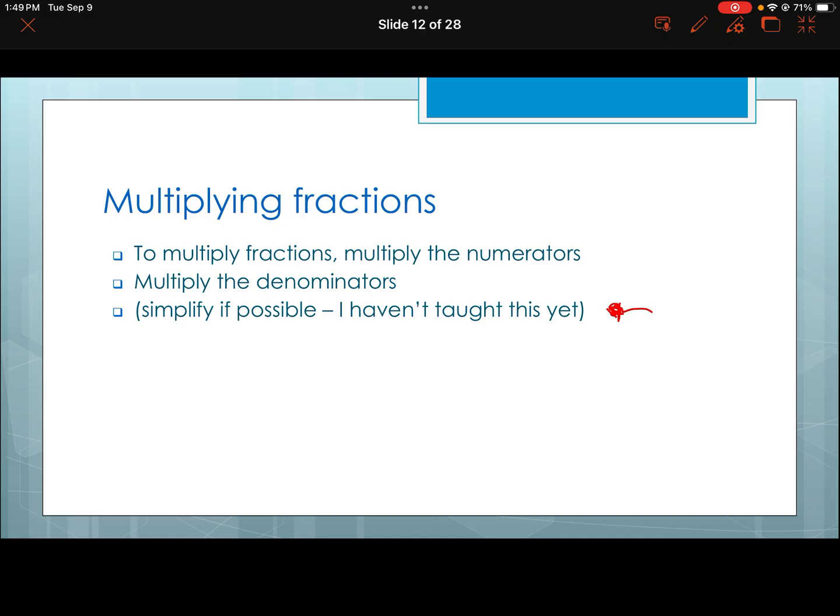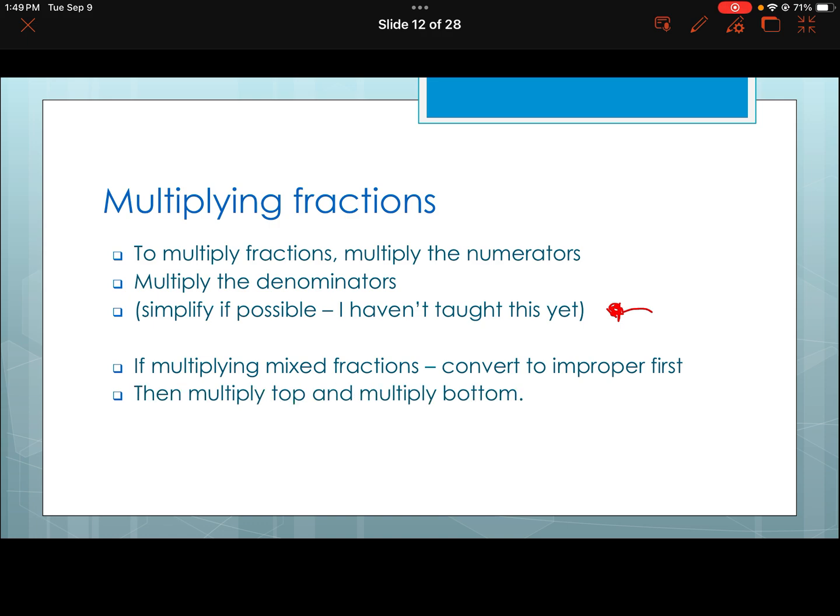And then also, if it's a mixed fraction, it has to be turned into improper first, which is why we did the whole conversion things first. So, still the same idea. Multiply the top, multiply the bottom. Unless it's a mixed fraction, then convert them and then do exactly what I just said.